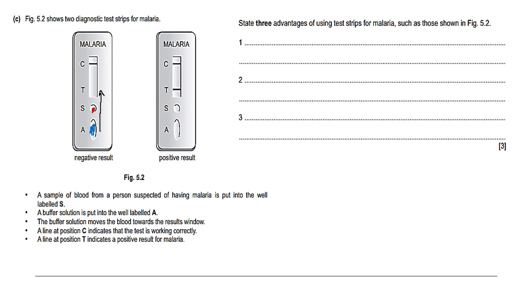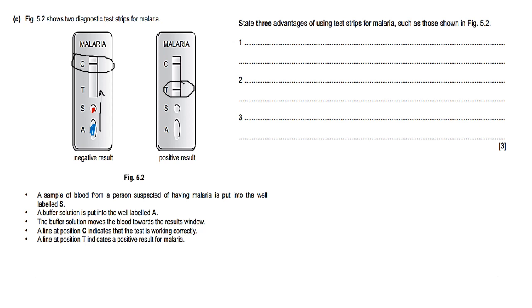A line at position C indicates that the test is working properly. A line at position T indicates a positive result. So it means that as this buffer moves the blood over here, if there's a line here, as you can see in this section, that means it's a positive result. This just shows it's a control, so I'm guessing that's why they label it C. So C would most likely stand for control, T would most likely be test, S would be sample, and A would probably be, I don't know, just thinking out loud.